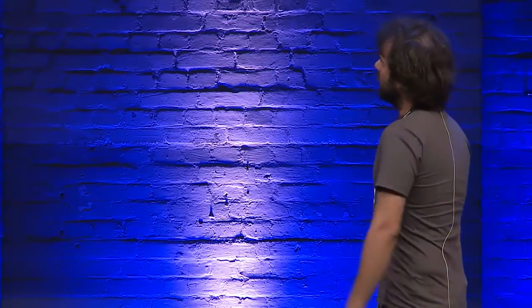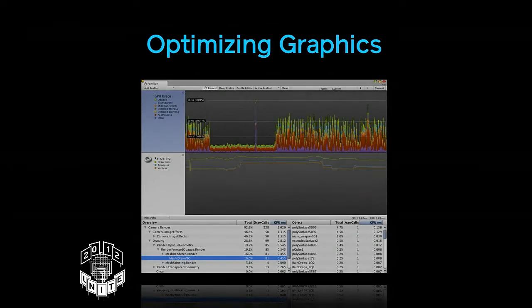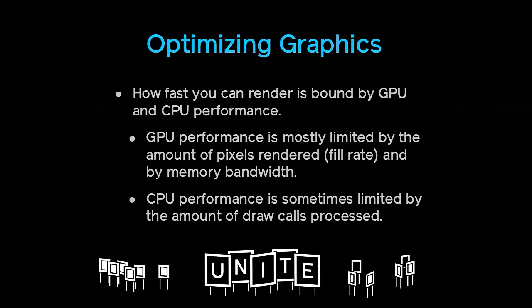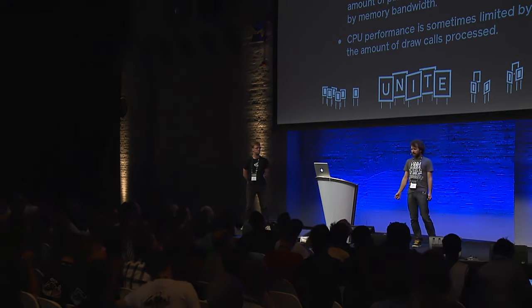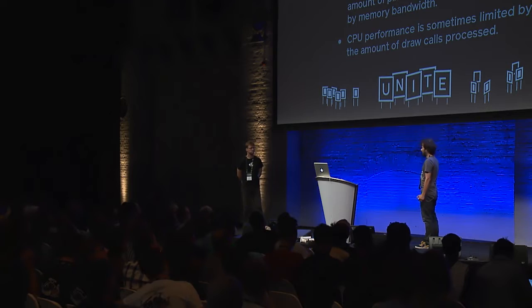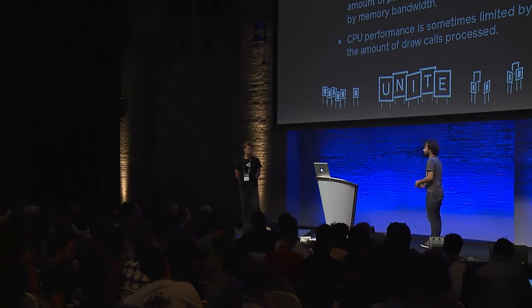Yeah, so now we'll get to the last section of our talk, which is optimizing graphics. Since a lot of content spends most of its time in graphics, this will also be the longest. So first off, some basics about graphics and performance. Rendering performance is mostly bound by two factors, which is how much rendering the GPU can handle and how much overhead your rendering induces for the CPU.